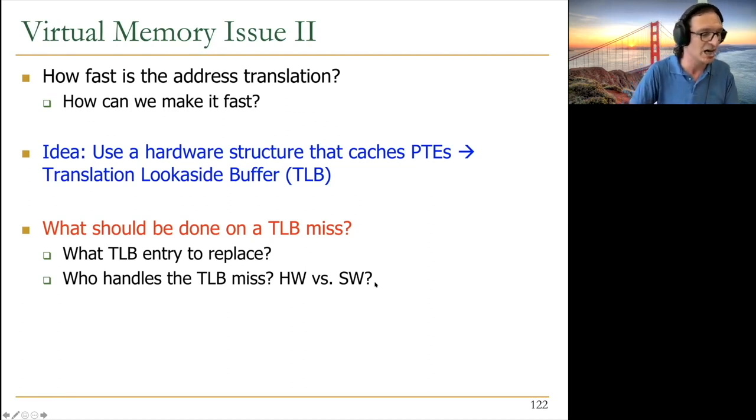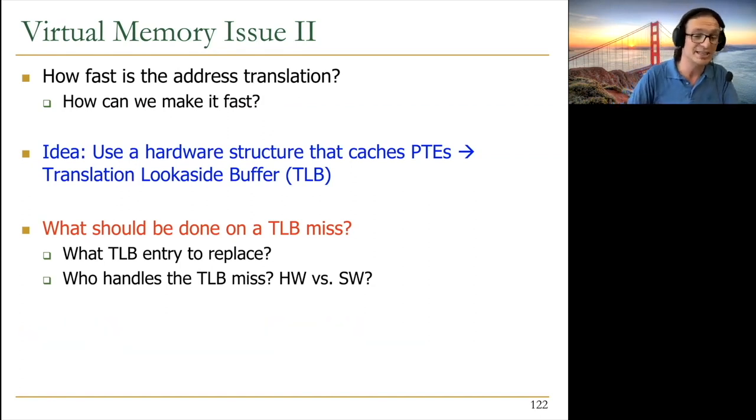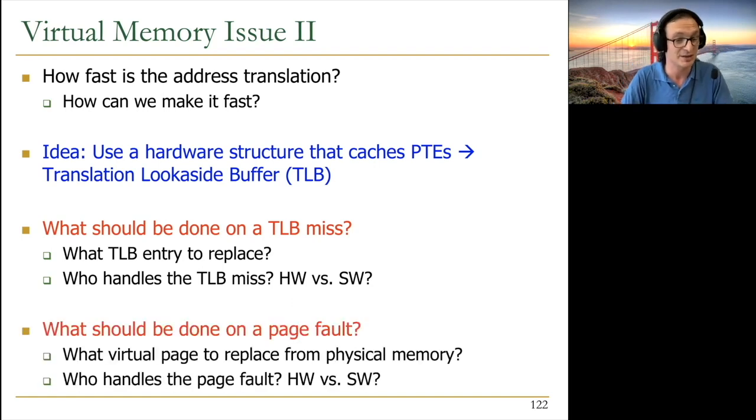In many systems today, hardware is increasingly handling the TLB misses, but there are actually some systems that handle TLB misses in software, like MIPS. And that gives more flexibility to the system. And we're going to talk about the trade-offs. And then what should be done on a page fault? What if you actually find the PTE eventually and figure out that it's a page fault? Then what virtual page do you replace from physical memory?